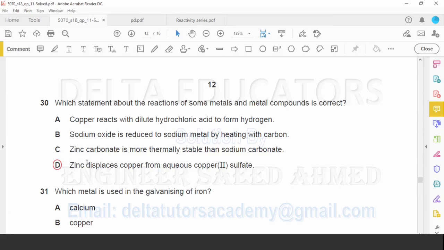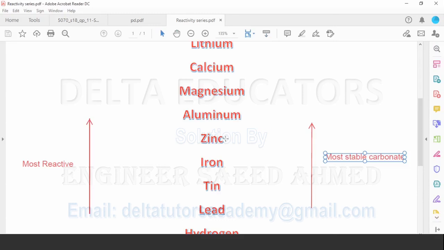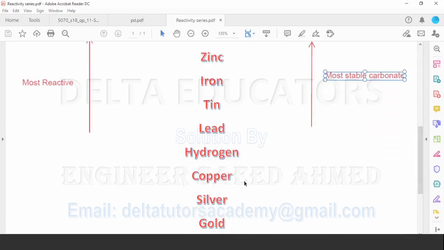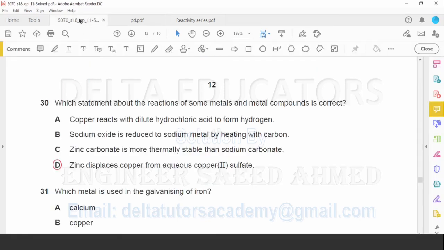Option D, zinc displaces copper from aqueous copper sulfate. Yes, it is the correct option. Zinc is more reactive than copper. Here we have zinc and here we have copper. Zinc is more reactive than copper, so zinc can replace copper from the copper sulfate solution. So this option is the correct option.